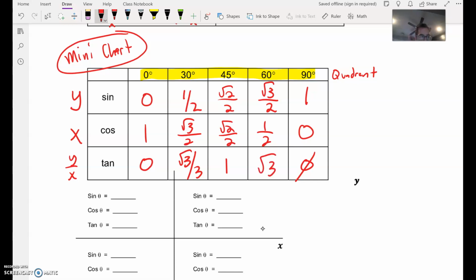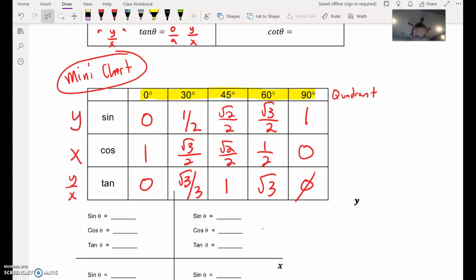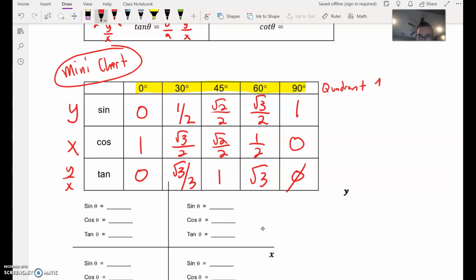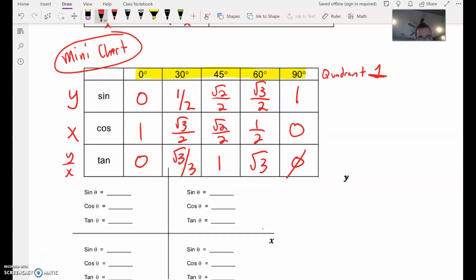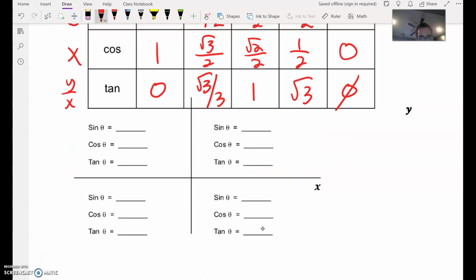So take a look at this chart. Pause the video and memorize this bad boy. Okay? The more you can memorize it, this is quadrant 1. Everything is based off of this. Okay? For these last 5 minutes of the video, I want to show you how you're going to use this chart combined with this down here.